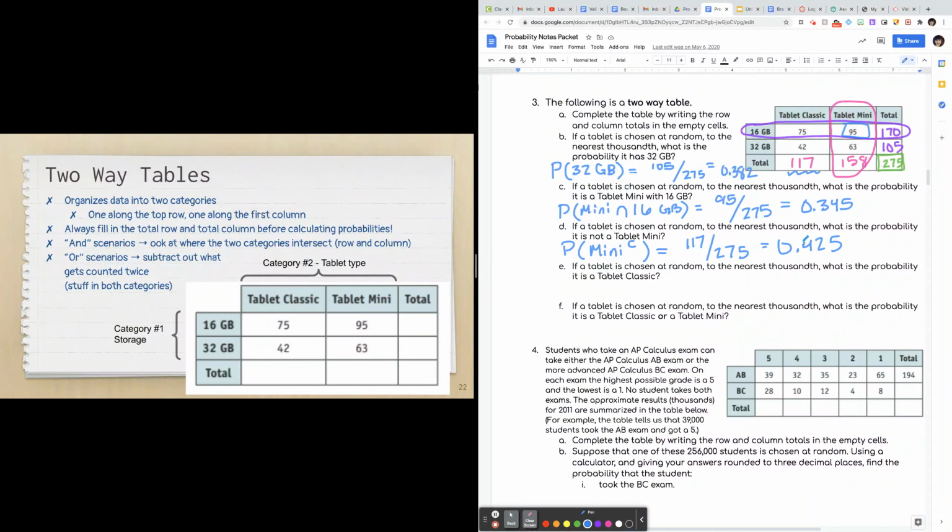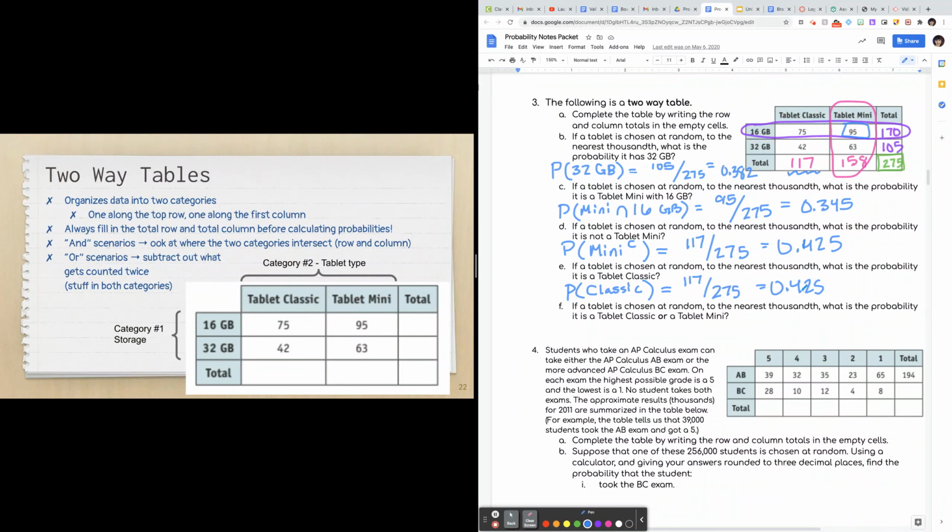Now, shocker, let's take a look at the next one. The next one is asking us basically the same question. It says, what's the probability that I get a classic? I would write that in probability notation this way: what's the probability that I get a classic tablet? Well, it's exactly the same as the last probability we calculated. There's 117 classics out of 275 total. So that decimal is the same, that fraction is the same, right?